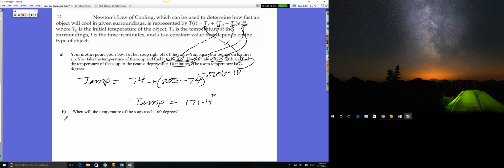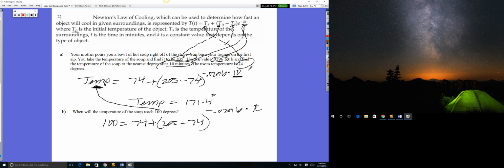Okay, now B is a good question. When is the temp going to be 100 degrees? So I want to know how long it is going to have to cool down. If the room temperature is 74, how long is it going to have to sit there to cool down to 100 degrees? So 100 degrees equals 74 plus 205 minus 74 to the negative 0.0296 times t. Now this is time and this is what we do not know. That's what we're trying to solve for. So I'm going to solve for t.